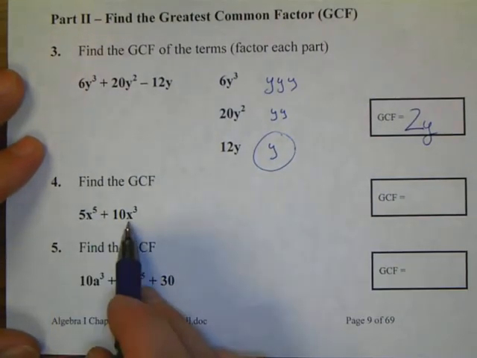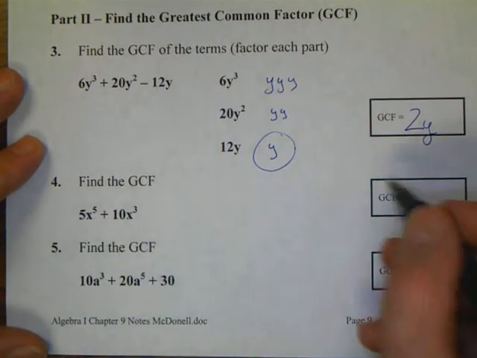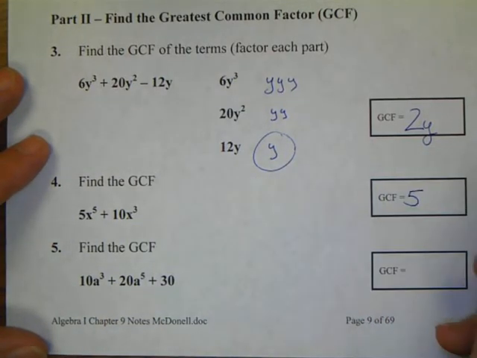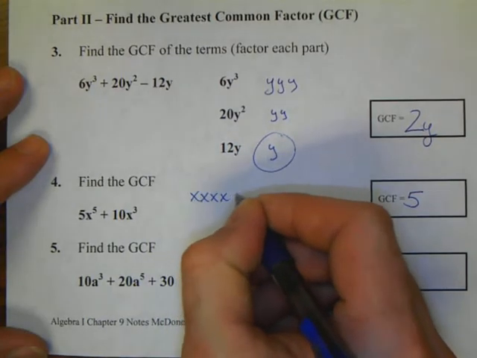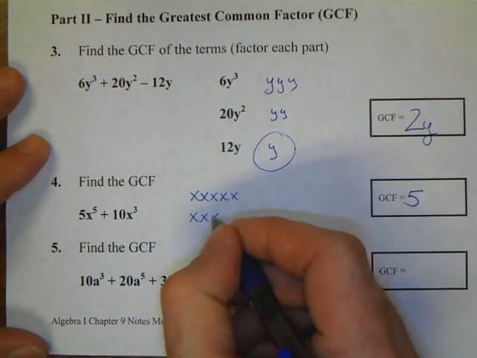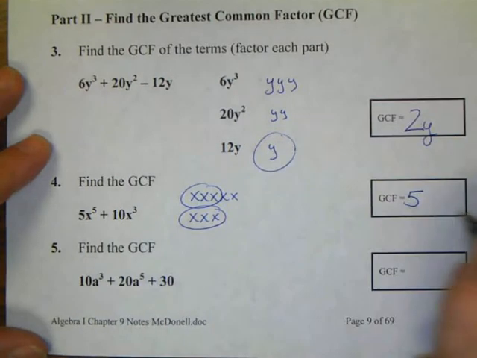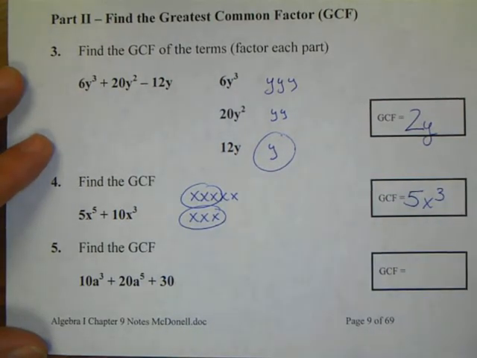Here we go. Between 5 and 10, what's the largest thing, Mrs. Lang, that goes into both of those? 5. 5. All right, Mrs. Lang is our French teacher, but math and French are very related. Now let's look at our x's. So we have x to the 5th and x cubed. You can see they both have 3 x's in them, so that's 5x cubed.